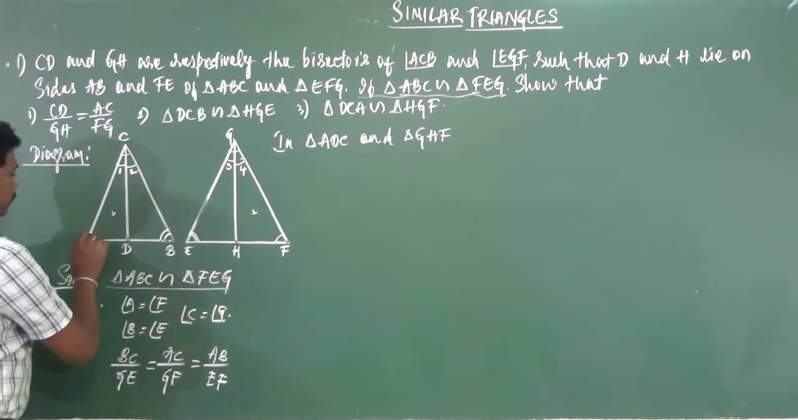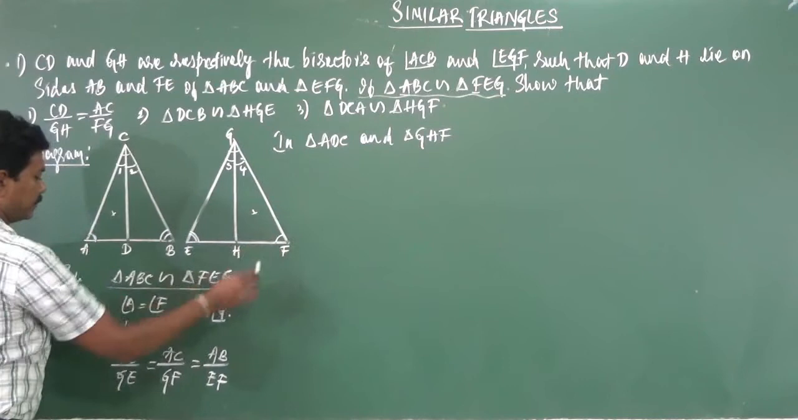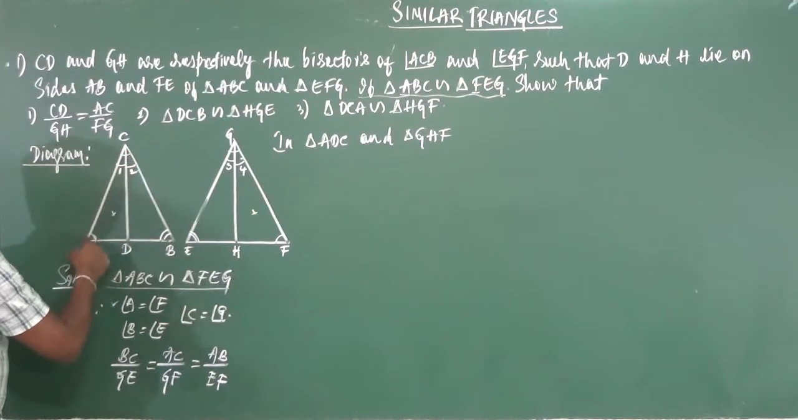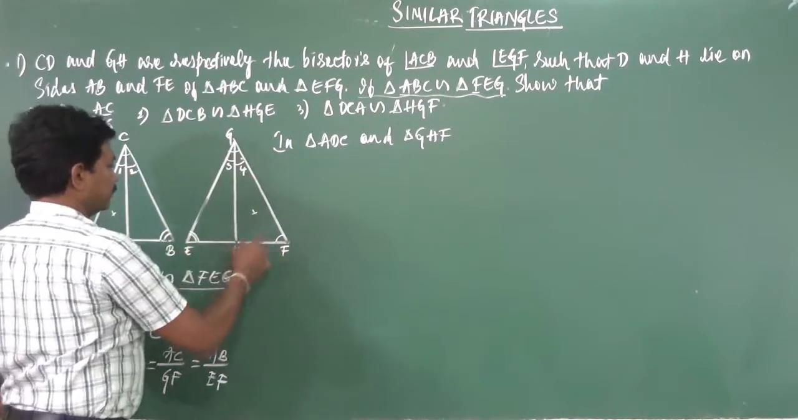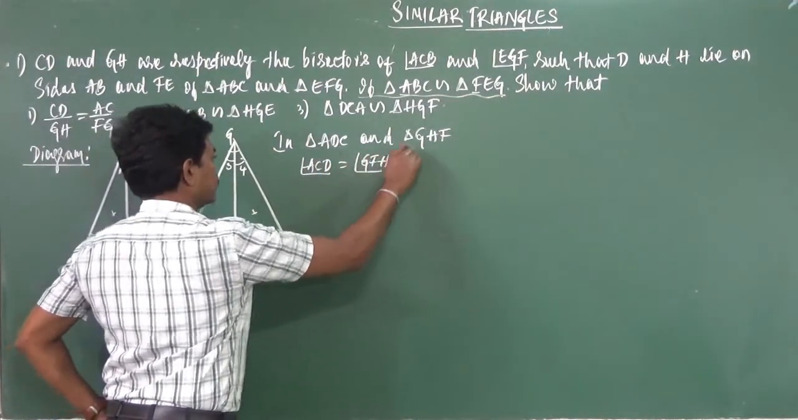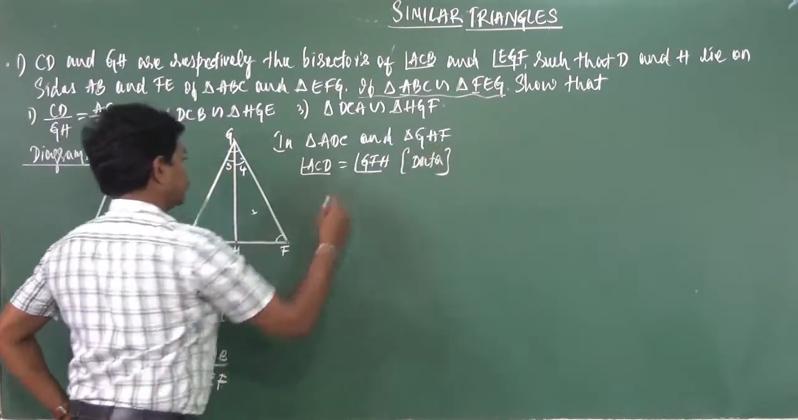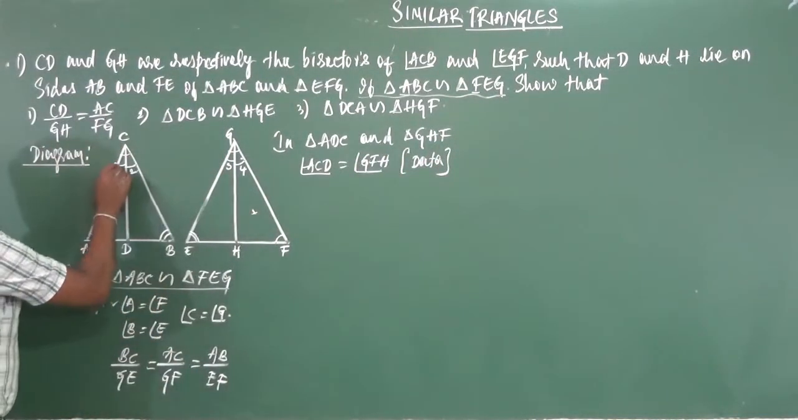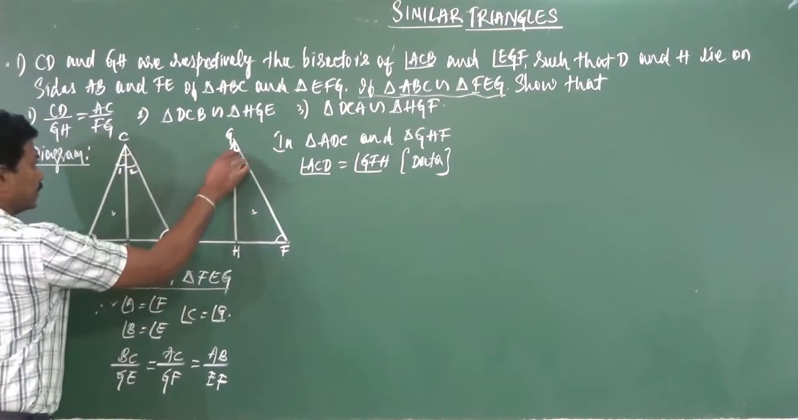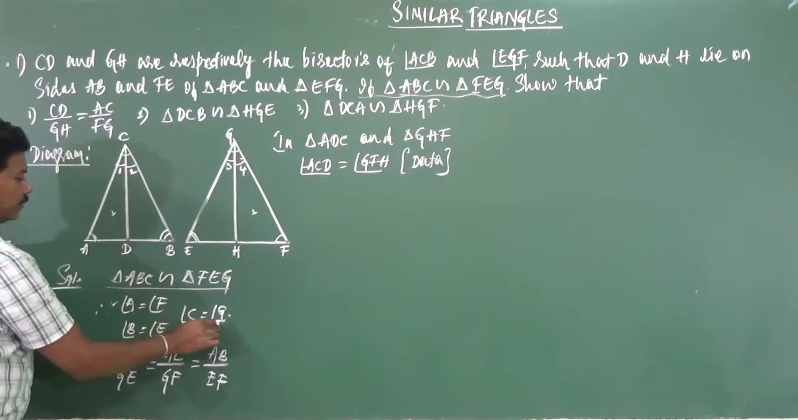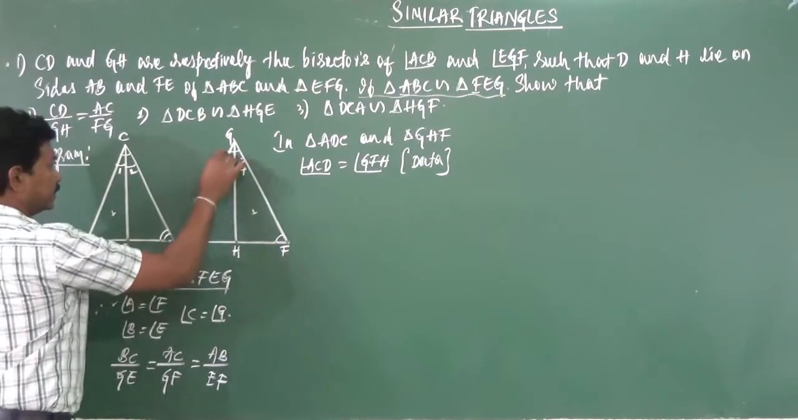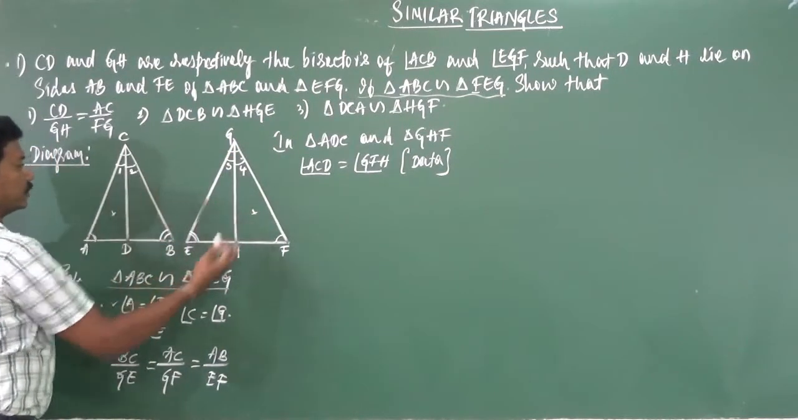So as according to the data, angle A is equal to angle F. So it is here, angle A is equal to angle F. So therefore, angle ACD is equal to angle GFH. So it's according to the data, right? Then angle 1 will be equal to angle 4, because this angle C is equal to angle G. We have it as the data here. So here CD divides angle C and GH divides angle G.